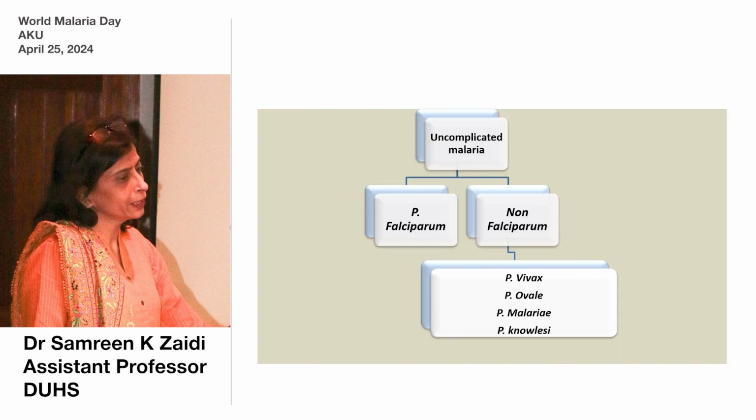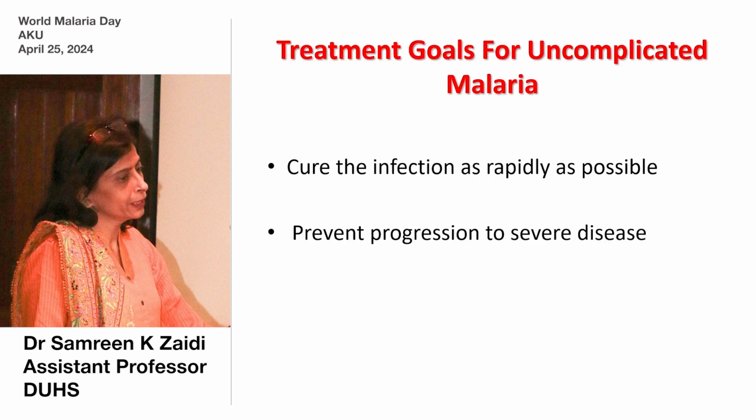So uncomplicated malaria is caused by falciparum and non-falciparum species: vivax, ovale, malariae, and knowlesi. The treatment goals for uncomplicated malaria are like those for any other infection, that is, cure the infection as soon as possible and prevent progression to severe, complicated disease.